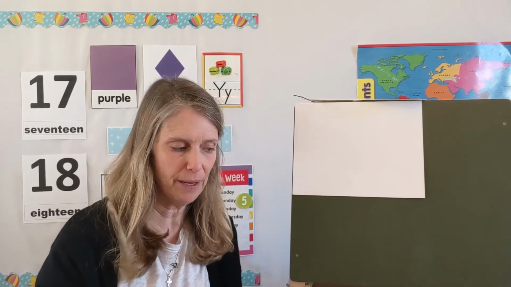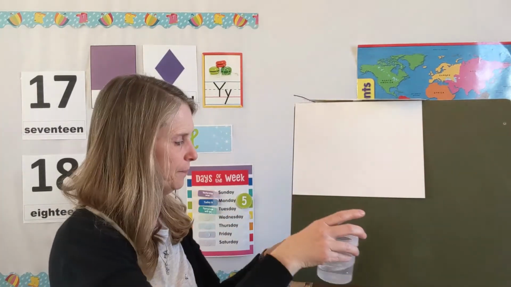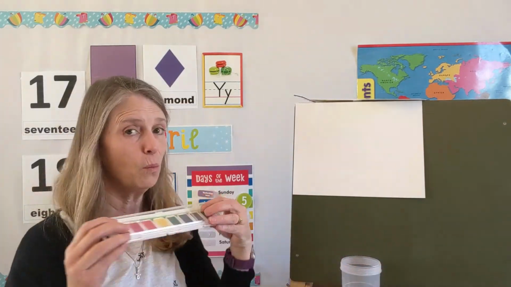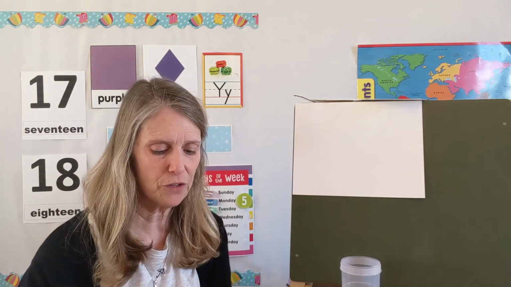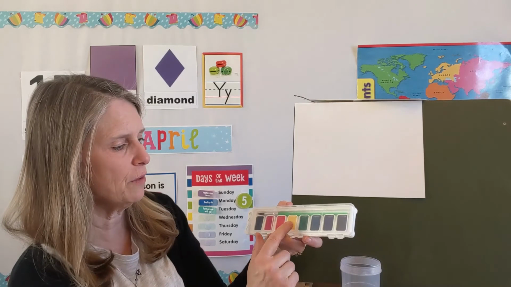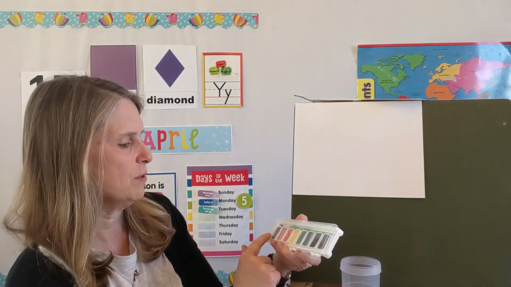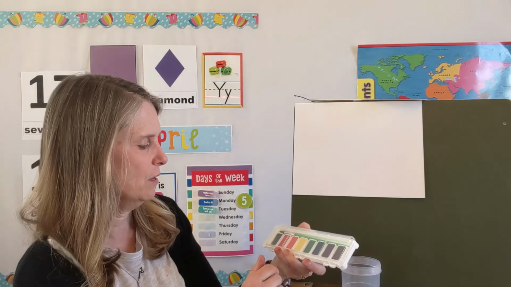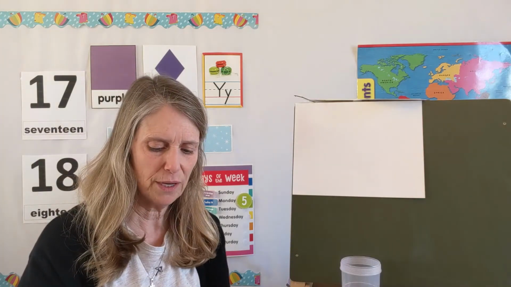So here's where the paint comes in. I've got my cup of water. I've got my watercolors, and that is important to use watercolors. Now look at all the beautiful colors in here. We've got purple, oh, we've got a pink, an orange, a yellow, a green. Oh, that's actually blue, I guess. There's another blue, a purple, a brown. Maybe that's black. We've got all these great colors in here.